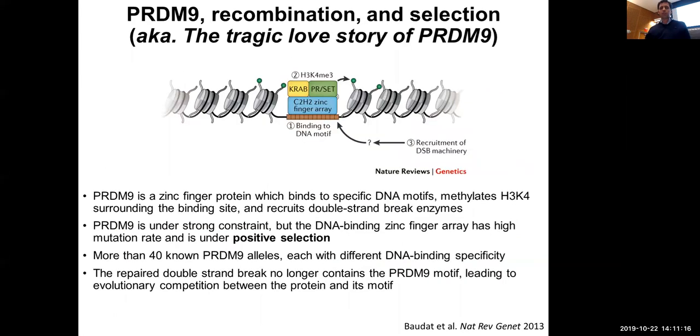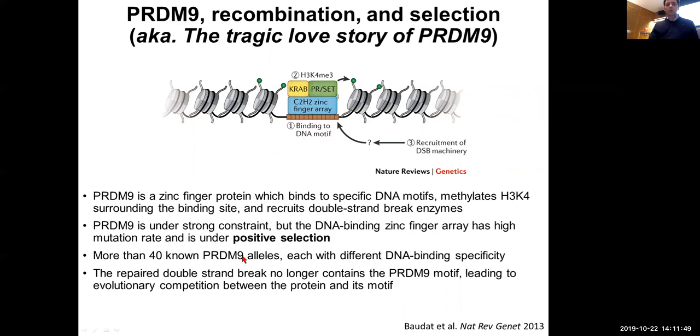And that's where this tragic love story of PRDM9 comes in. So PRDM9 is a zinc finger protein that binds specific DNA motifs, methylates H3K4 surrounding the binding site, and recruits double-strand break enzymes. PRDM9 is under strong constraint, but the DNA binding zinc finger array has a very high mutation rate and is under positive selection. So the whole protein is extremely slow evolving, but there's one chunk of it which is super, super fast evolving.